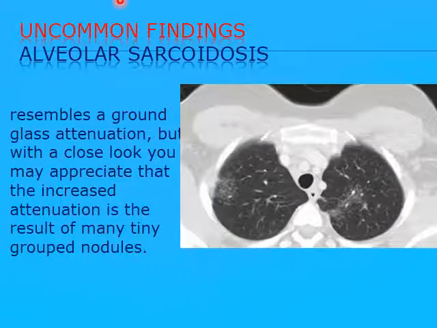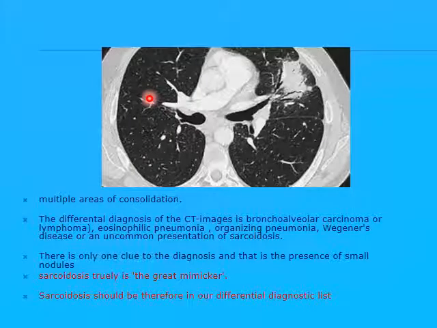Another uncommon presentation of sarcoidosis is what is called alveolar sarcoidosis. It appears as if it is a patch of ground glass opacity, but actually, if you look carefully, they are tiny nodules collected together in one area, giving this hazy appearance. Tiny nodules grouped together. This is called alveolar sarcoidosis. Very rarely, it can present as multiple areas of consolidation, simulating bronchoalveolar carcinoma or pneumonia.